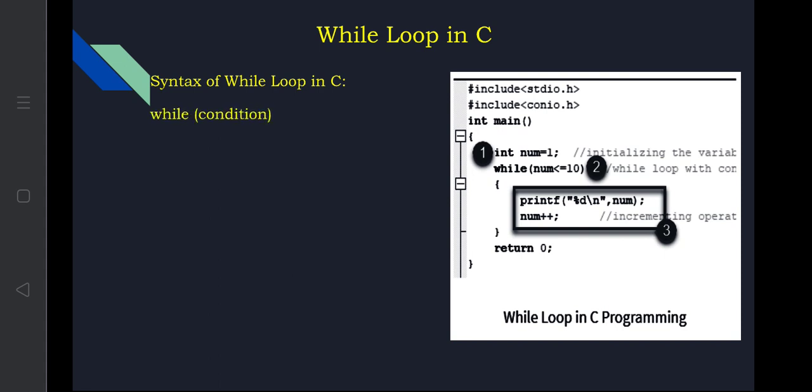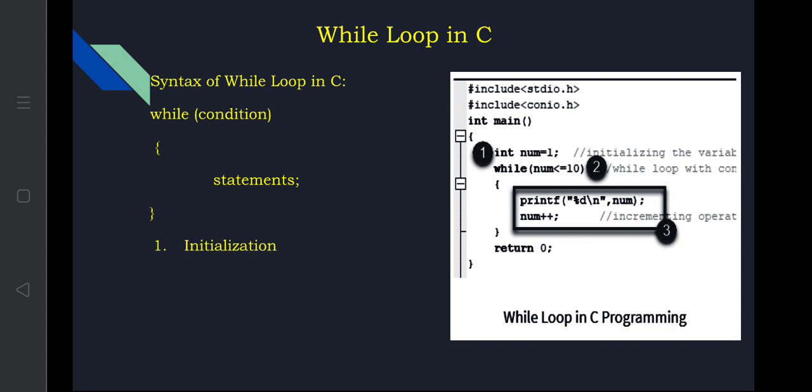How the syntax goes: while, within brackets the condition, open the brace and give statements. These statements may be a single statement or multiple statements. Then you have to close the braces. So this is the block. When the brace opens and closes, it is the block. So the while condition executes a single statement or a block of statements based upon whether the condition is true or not.